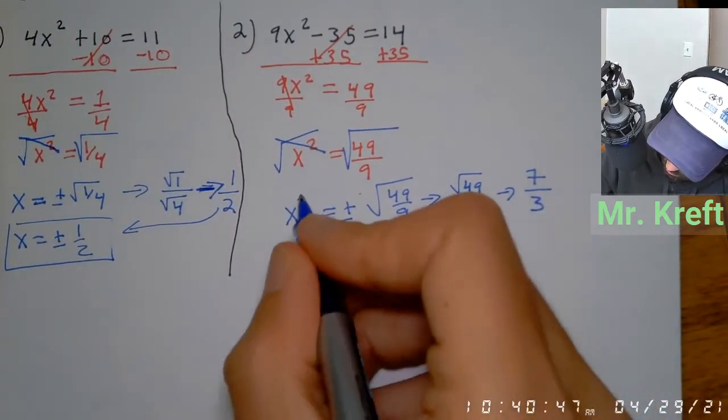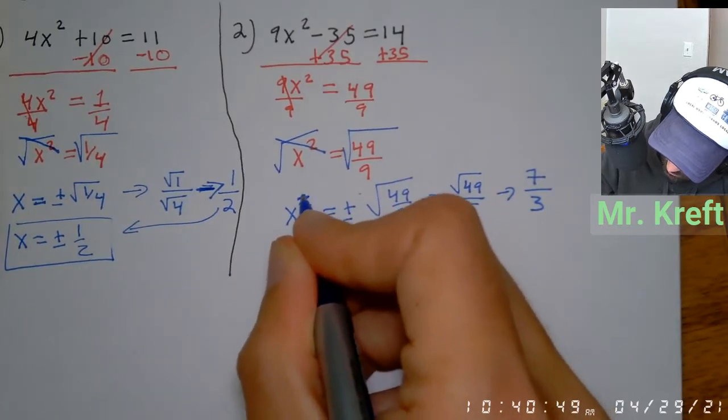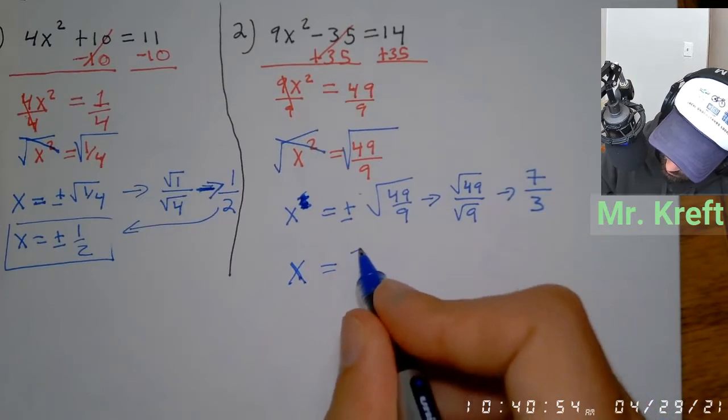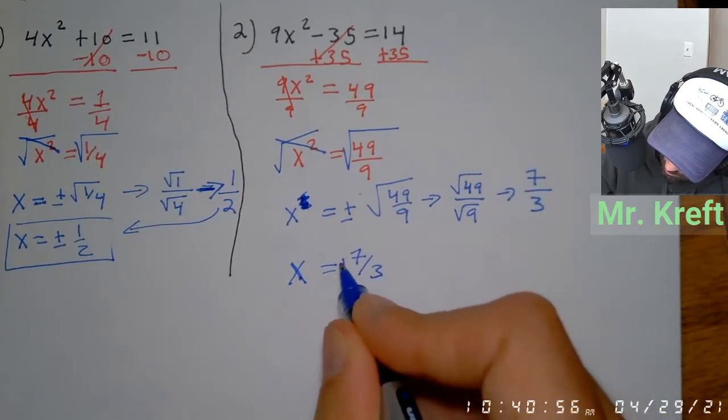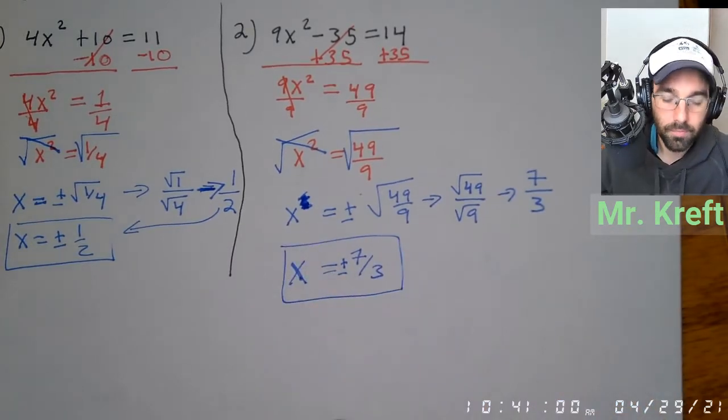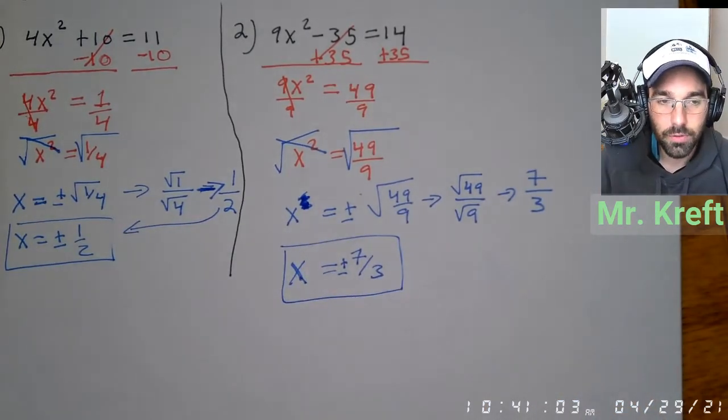So I can go, oops, the squared went away. Sorry about that. There's no squared there. X equals 7/3, plus or minus. So again, 2 answers. Okay, so no need for decimals.